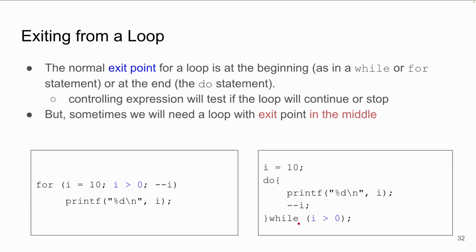But sometimes we just need a loop with an exit point in the middle of the loop body. So if we want these kinds of special loops, how can we achieve this?